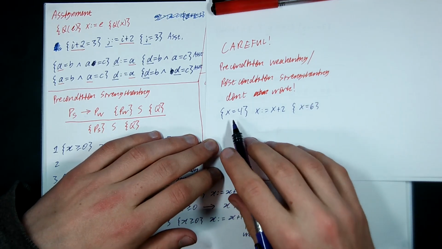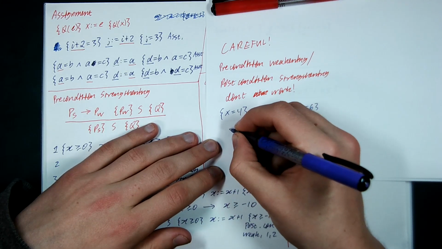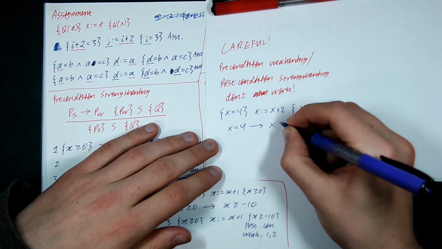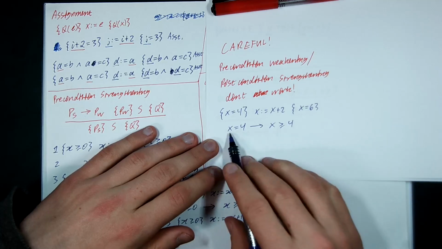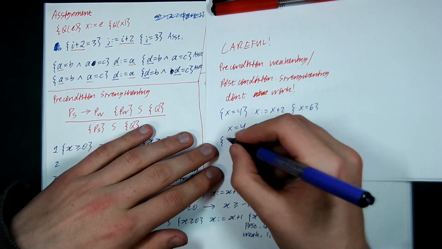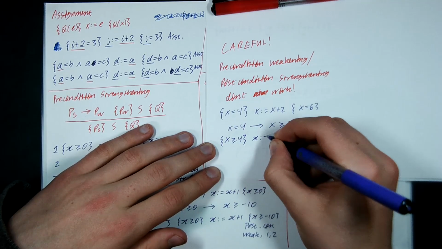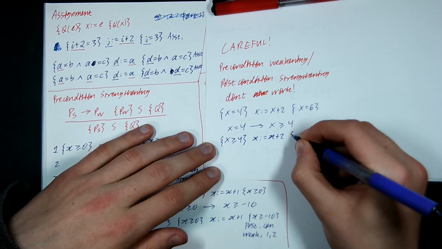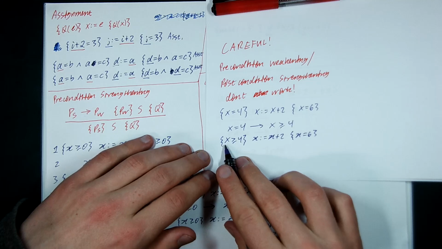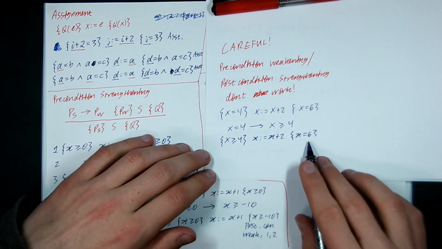If I attempted to weaken my precondition, say, if x is equal to 4, that implies x is greater than or equal to 4. This is stronger, this is weaker. So if I attempt to weaken the precondition, I'm going to get something silly. I'm going to get that if x is greater than or equal to 4, and I add 2 to it, then afterwards x is equal to 6. Which is clearly false. If you choose x equal to 1,000,000, which is greater than 4, and I add 2 to 1,000,000, I'm not going to get 6. So this is silly.